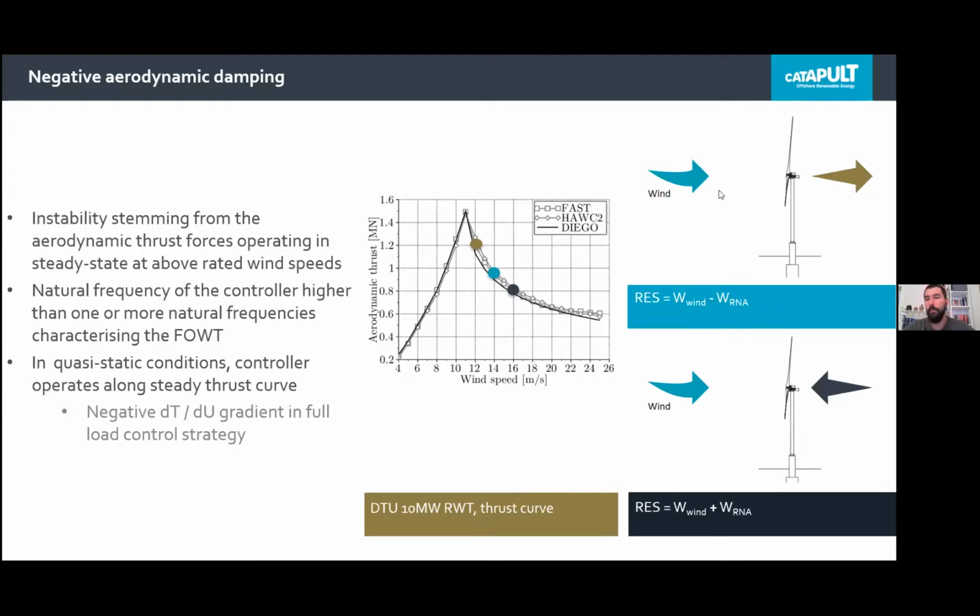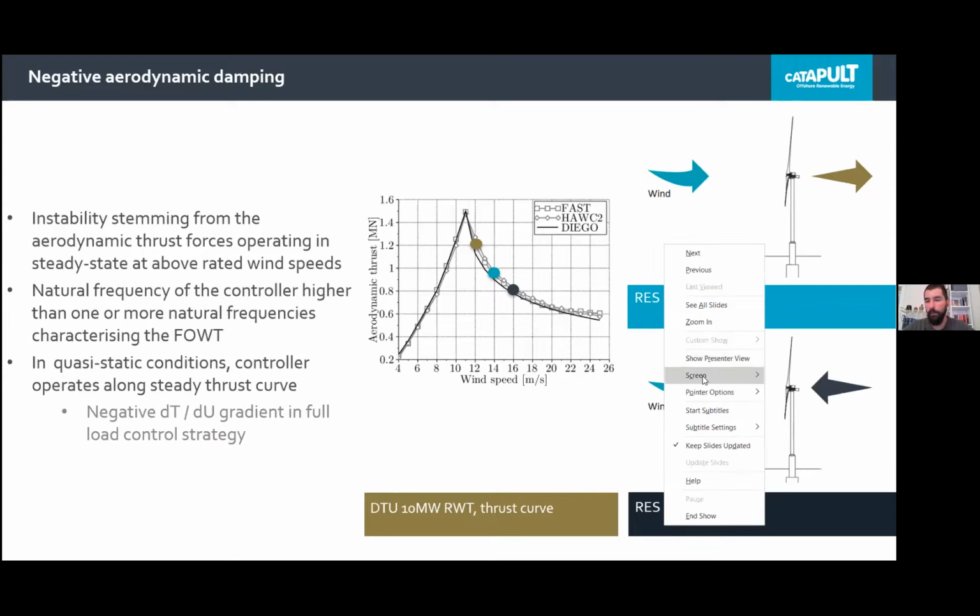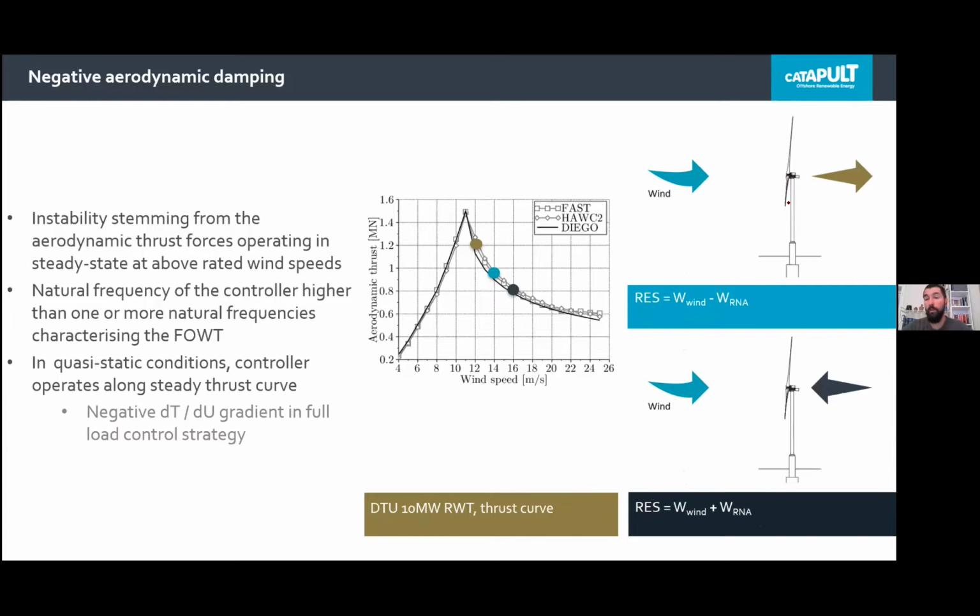You can imagine wind blowing from the left-hand side over here and straight into our floating wind turbine. Now, a bottom fixed wind turbine wouldn't really go anywhere. However, a floating wind turbine is moored because we don't want it to drift to Canada or something, but it will have some space to move around. So it will move away from the wind in first instance.